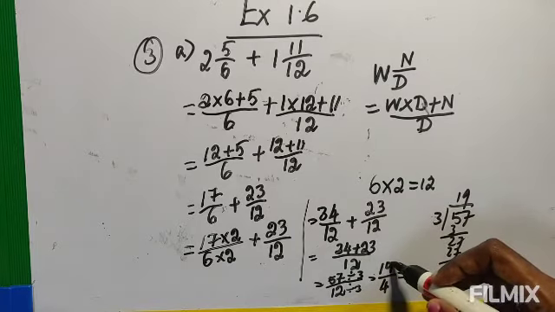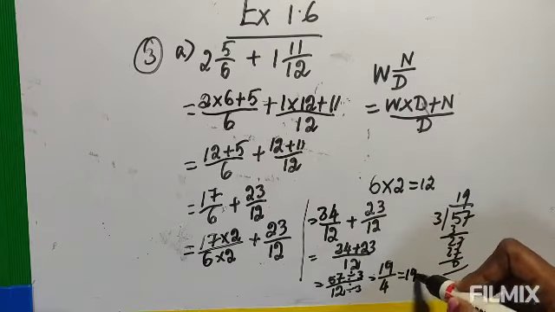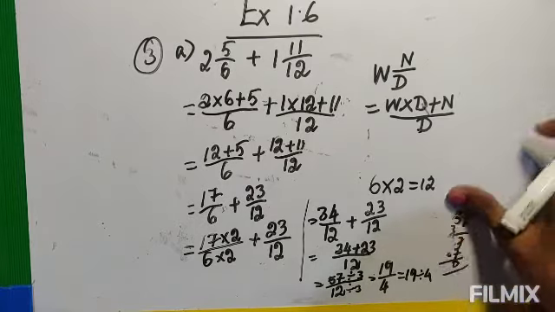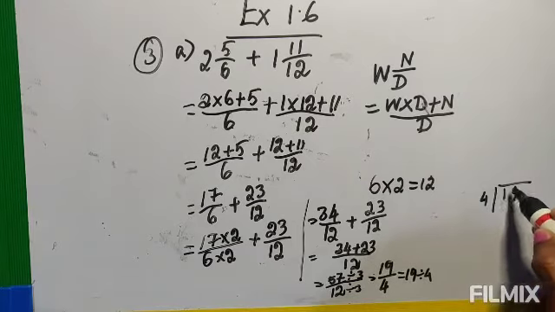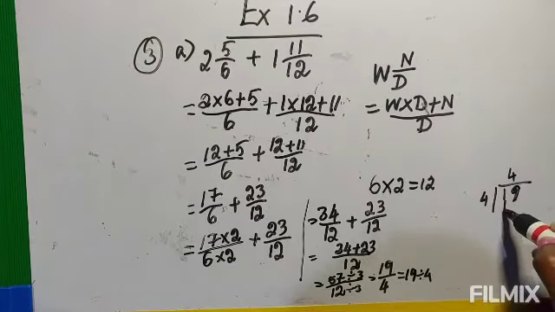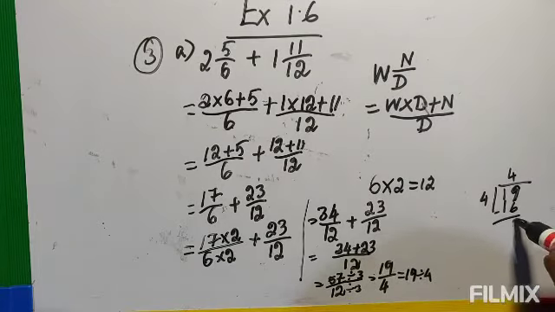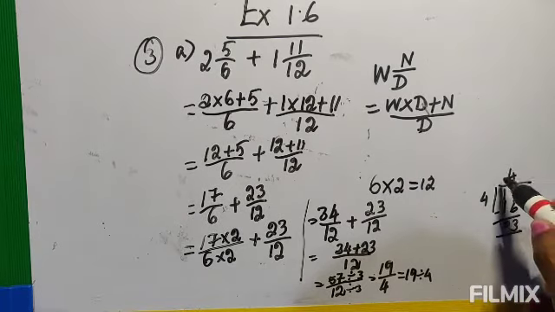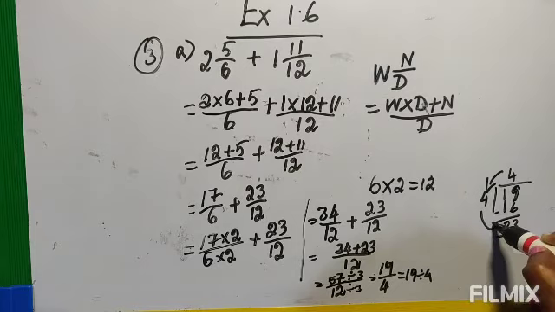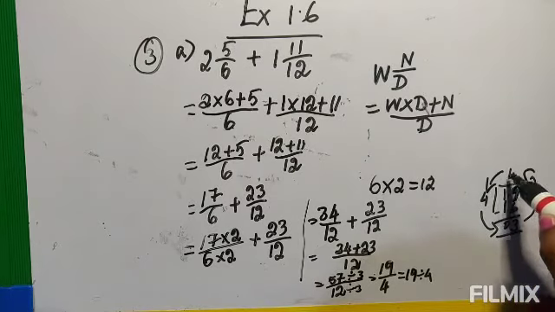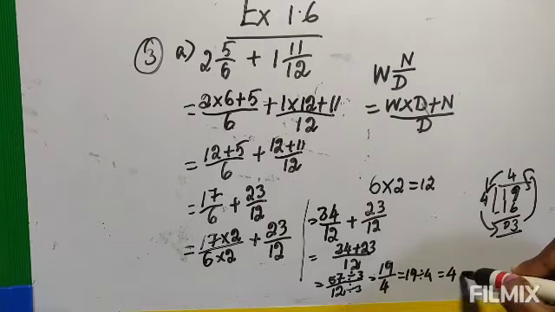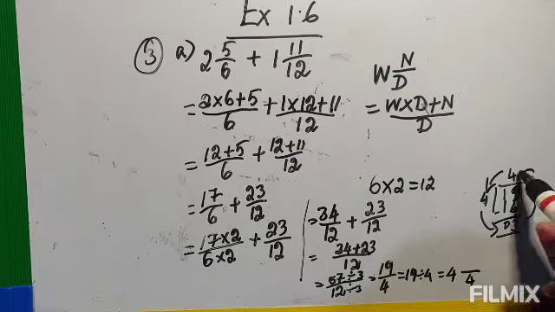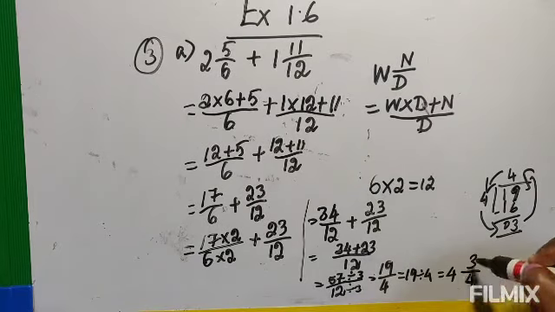So for converting to a mixed number, what do you have to do? 19 you have to divide by 4. In 19, how many 4s are there? 4 fours are 16. If you subtract 16 from 19, you get 3, and here 0. So now you will write it like this. This will come to the side, this will come down, and this will go up. So 4, 3 by 4.